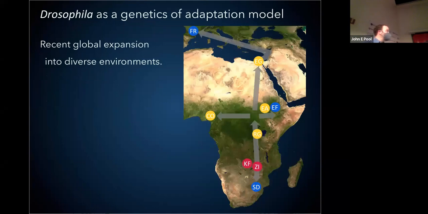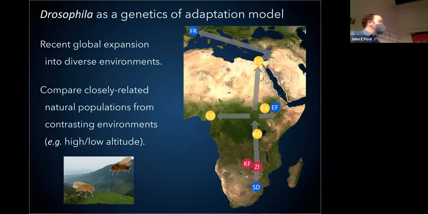I mentioned these populations before, and the fact that this species has rather recently expanded into a wide array of worldwide environments. And that gives us a great opportunity to use local adaptation to study the genetic basis of adaptive evolutionary change. Because these are populations that have recently adapted to new environments, but they also share recent common ancestors with other populations. Take this high altitude Ethiopian population, for example.